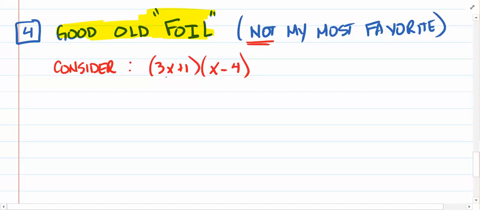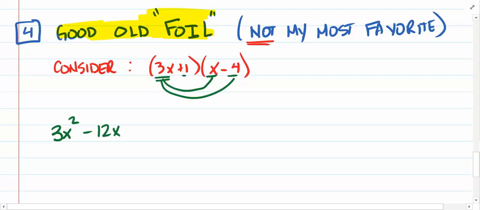what you want. So FOIL stands for the first. So I take the first of the two terms and multiply them together. So 3x times x gives me 3x squared. O stands for outer. So I take the outer terms, right? So I take the 3x and the negative 4. So that would be a negative 12x and multiply them together.